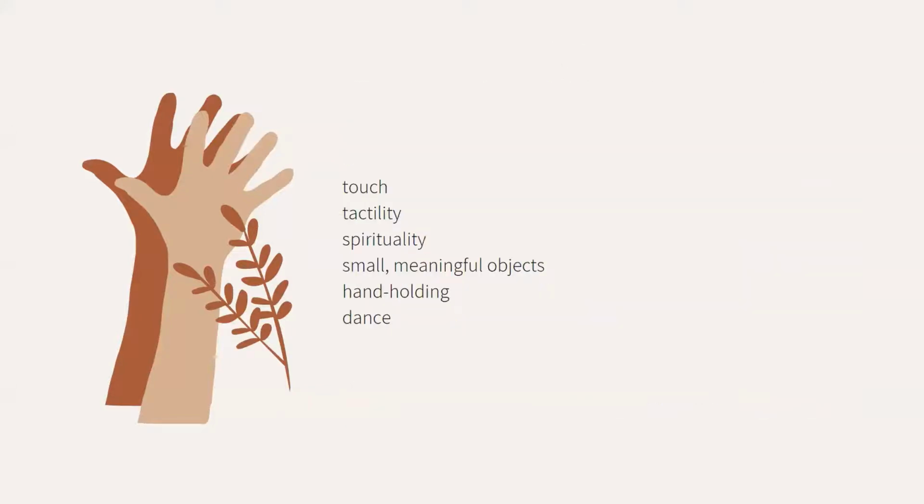This early interaction with Veronica indicated to me that any resulting design should make use of touch and tactility. It made me think about how important religion was for my participants, as were small, meaningful objects which could be touched and rubbed to self-soothe. Most of all, it highlighted to me the expressive possibilities of hand-holding and dance, even if that dance was limited to staying in our seats.